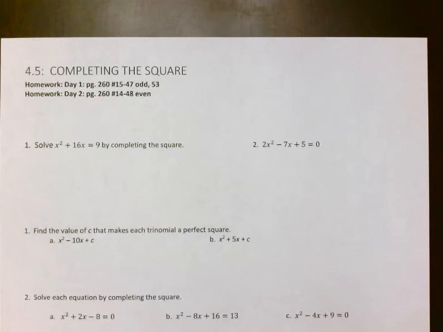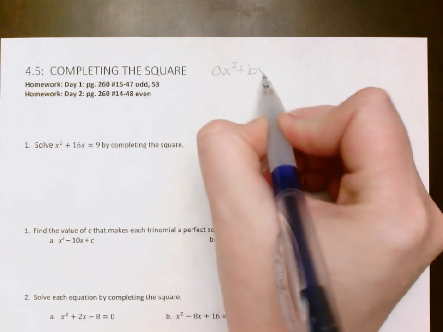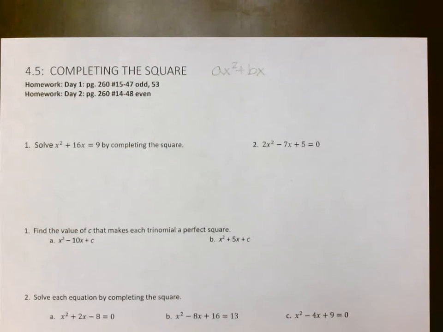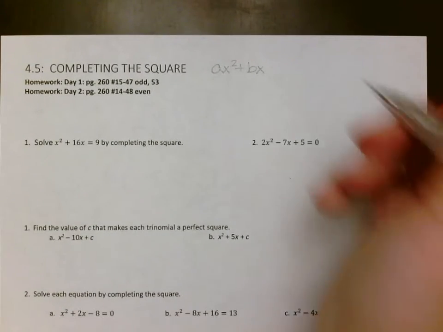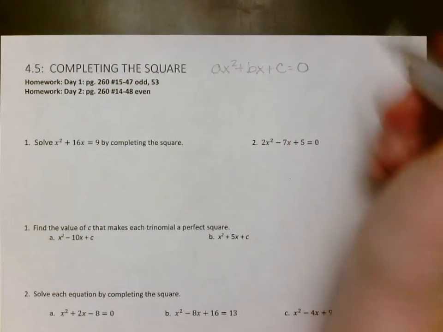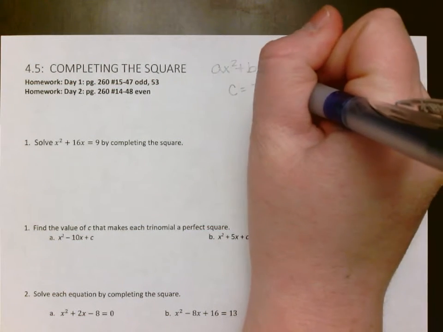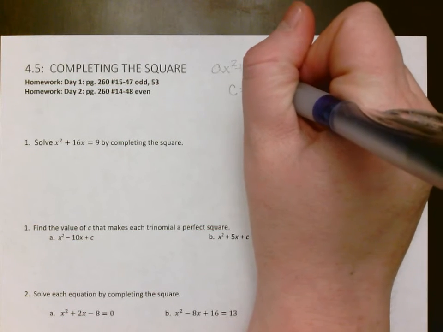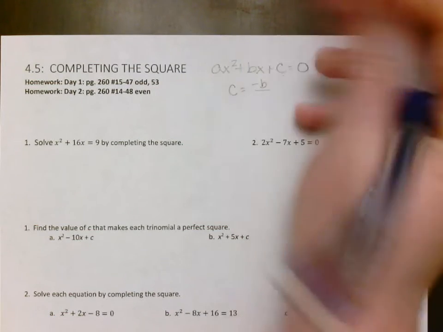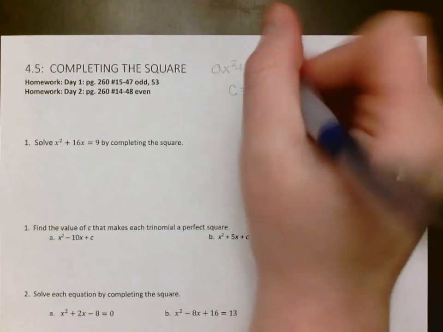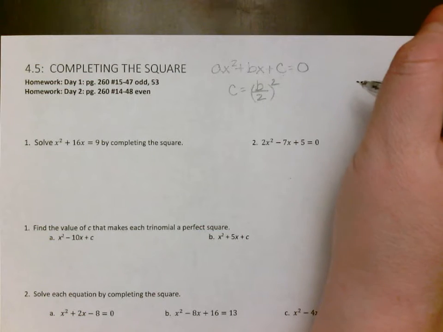Alright, completing the square. When you're completing the square, what you're doing is taking whatever equation you have and making it into a perfect square. So what we're going to do is find the perfect value of C by taking b divided by 2 and then squaring it. Once we do that, we will get our perfect value.